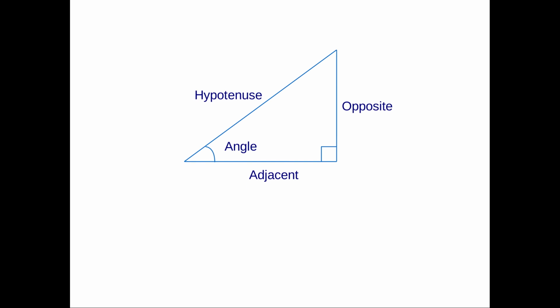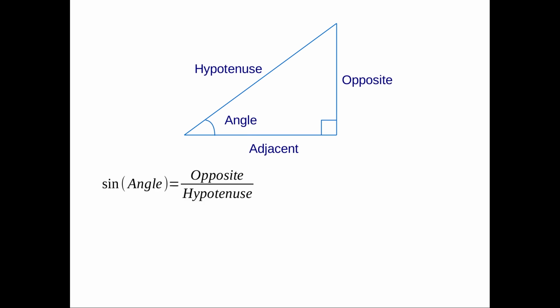Once you've labeled your triangle, now you want to see what you can do with it. Situations are going to come up where you know the angle, and maybe you know the length of one of the sides, but you don't know anything else. And that's where trig functions come in handy. For example, the sine function claims that for a given angle, the length of the opposite side over the length of the hypotenuse will be a constant value that never changes.